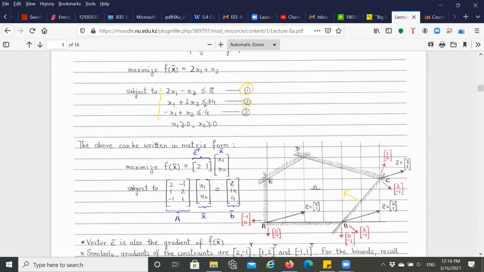When you have these three lines, okay, what you basically have to do is just draw those lines. So these are the three lines, okay? And when you have x1 and x2 greater than 0, obviously it is this x-axis. This is x1, and this is x2. So basically, the shaded area is the feasible region that you have, okay?